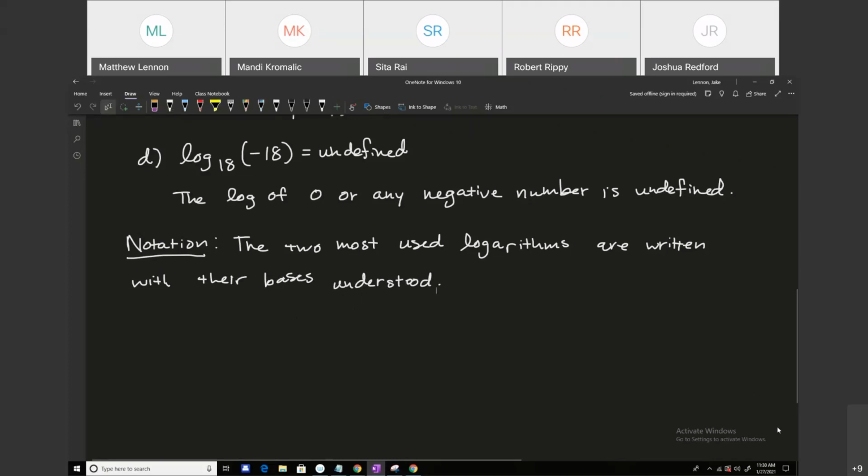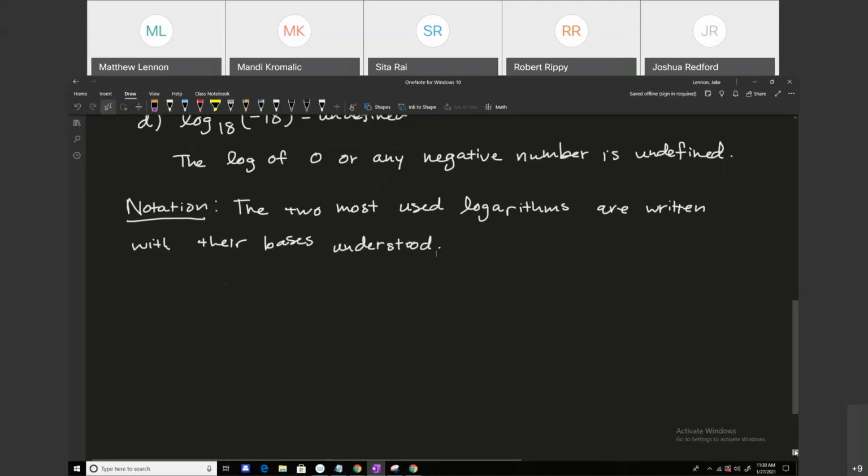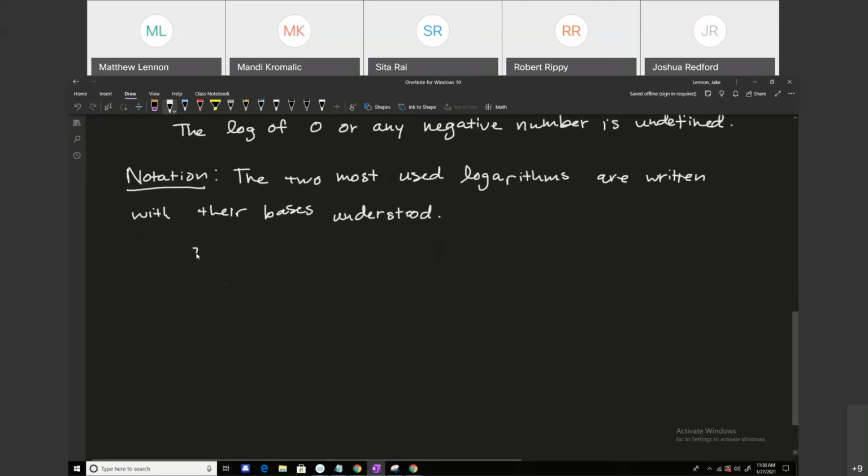So the first of which is the common logarithm. And that's just written as log with no base. So if you see something that looks like just log of x or log of some number, that means that the base is 10, even though you don't have a subscripted number anywhere. So to evaluate any of these, you'd be saying 10 to what power makes x.